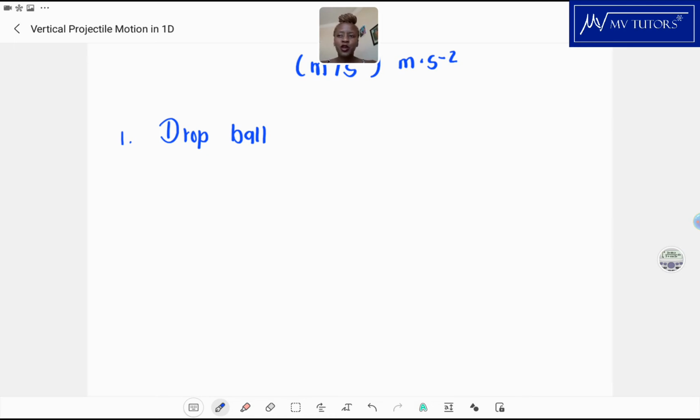Basically, if you drop an object, you're not applying an initial velocity, so your initial velocity there will be 0. Its maximum velocity will be reached once it touches the ground. So that is just looking at dropping the ball. A second scenario is if you throw a projectile upwards.